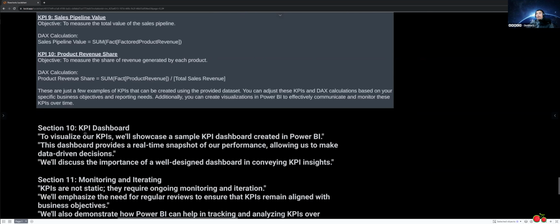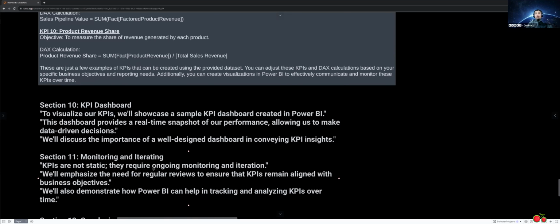Now, for the KPI dashboard, to visualize our KPIs, a showcase sample KPI dashboard created in Power BI. This dashboard provides a real-time snapshot of performance. I already showed it to you, but I'm going to do it one more time. And then monitoring and iterating, which is that KPIs are not static. They require ongoing monitoring and iteration. That's correct, because sometimes you need to adjust these KPIs in order to serve the report.